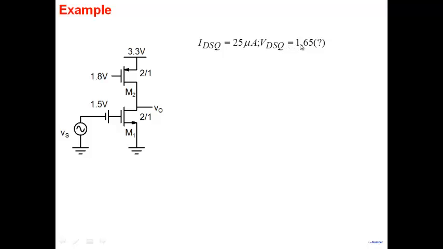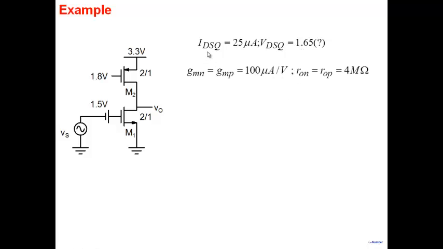So right now we are assuming that this particular stage is biased right in the middle, 3.3 volts, so it's biased at around 1.65. So we are sort of assuming. There's no guarantee that this particular one will give this value, but as I said, if you put it in a negative feedback loop, you can force this value to around 1.65. But let's not bother about this for a moment.